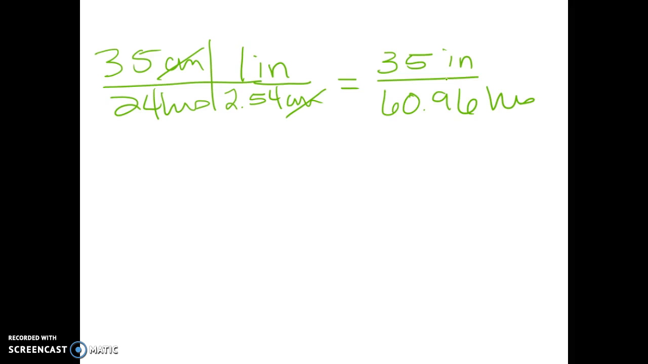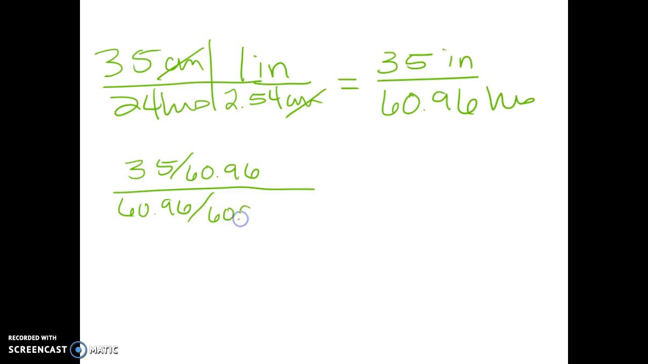We need to make it so that it is a unit rate, that our denominator is 1. To get our denominator to 1, we want to divide both our numerator and our denominator by 60.96. Why did I choose that weird number out of nowhere? Well, if I happen to divide the denominator by 60.96, what's going to happen?